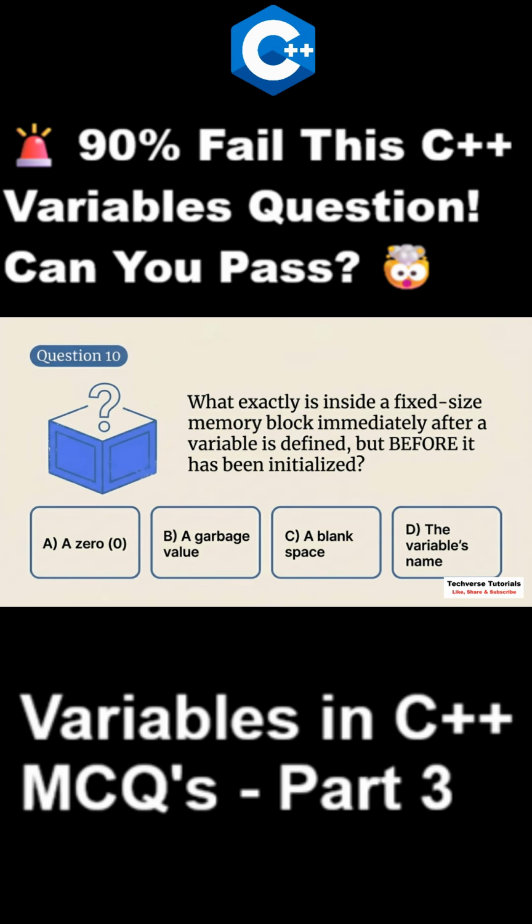Question 10. What exactly is inside a fixed-size memory block immediately after a variable is defined, but before it has been initialized? A. A 0. B. A garbage value. C. A blank space. D. The variable's name.